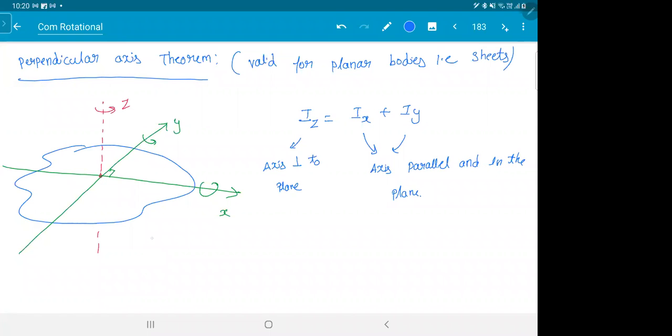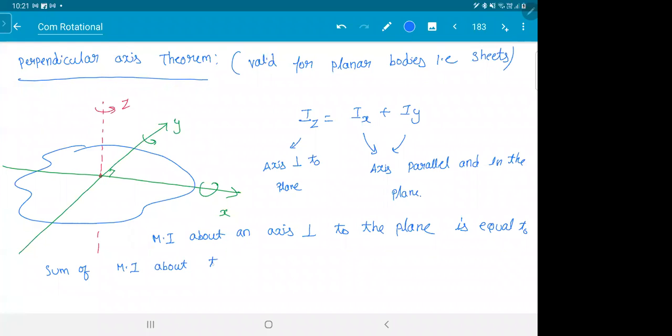So the perpendicular axis theorem statement is this. The moment of inertia about an axis perpendicular to the plane, that is I_z here, is equal to the sum of the moments of inertia about two axes in the plane and perpendicular to each other.